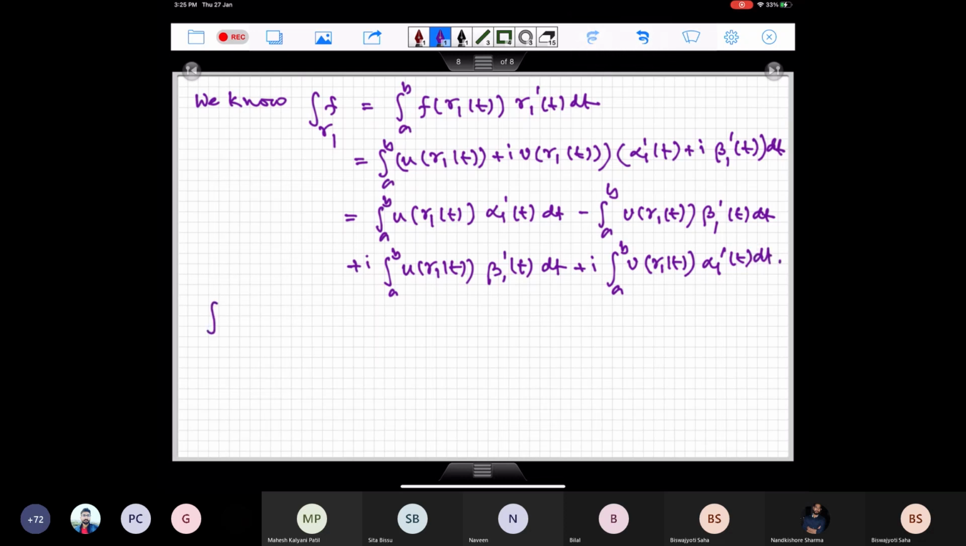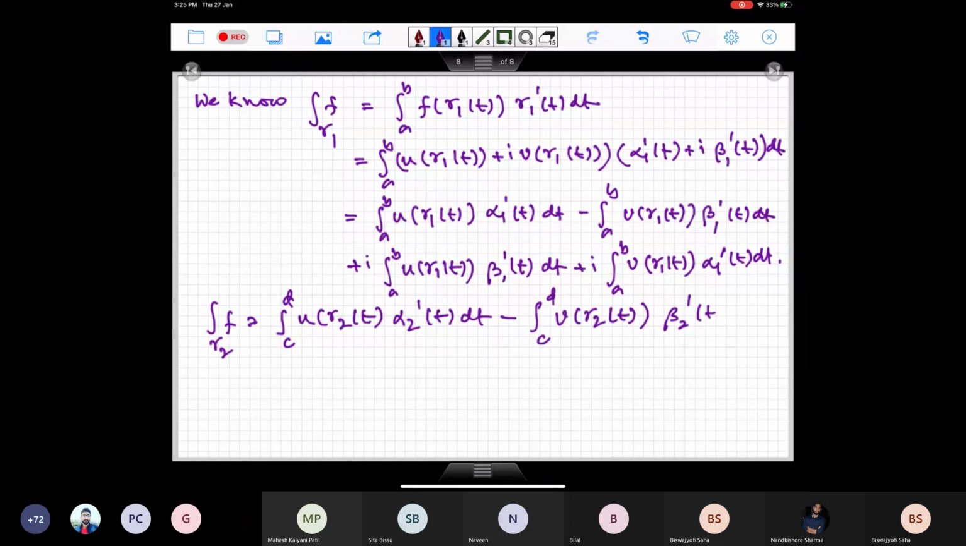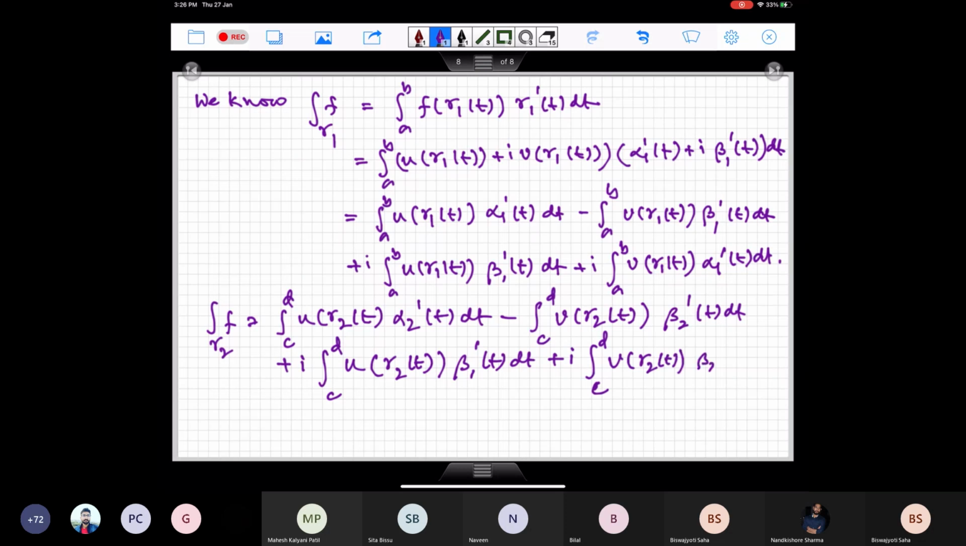Anyway, so let me write like this: the integral over gamma 2 of f is the integral from c to d of u of gamma 2 t alpha 2 prime t dt minus the integral from c to d of v of gamma 2 t beta 2 prime t dt plus i times the integral from c to d of u of gamma 2 t beta 1 prime t dt plus i times the integral from c to d of v of gamma 2 t beta 2 prime t dt.